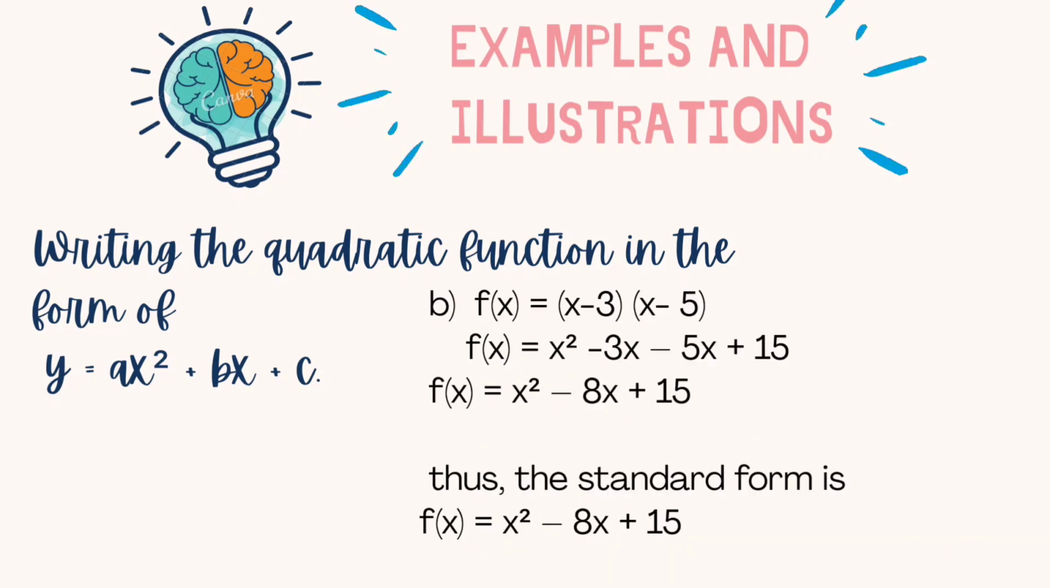For our next example, we have quadratic function f of x equals quantity x minus 3 times quantity x minus 5. To represent the given quadratic function in the form of y equals ax squared plus bx plus c, we have to multiply the two binomials. So we will have f of x equals x squared minus 3x minus 5x plus 15 by applying the FOIL method. Then, simplifying the equation, we will have f of x equals x squared minus 8x plus 15. Thus, the standard form of the given quadratic function f of x equals quantity x minus 3 times quantity x minus 5 is f of x equals x squared minus 8x plus 15.